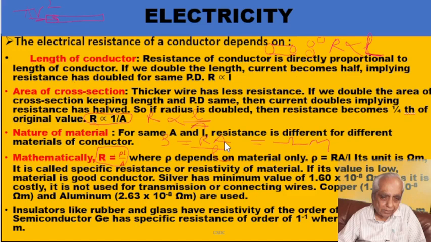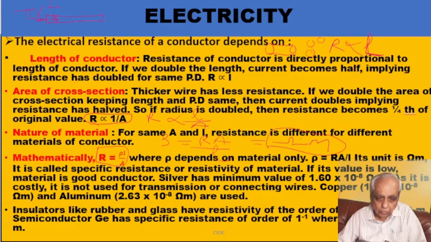Therefore, for silver it is a minimum value of 1.6 times 10 raised to minus 8 ohm meter. For copper it is slightly more, and for aluminum it is much more. So this is how, based upon the value of rho, we can say how good a conductor is. Now insulators, as we have learned, are bad conductors. So their rho value is 10 raised to 12 to 10 raised to 17.